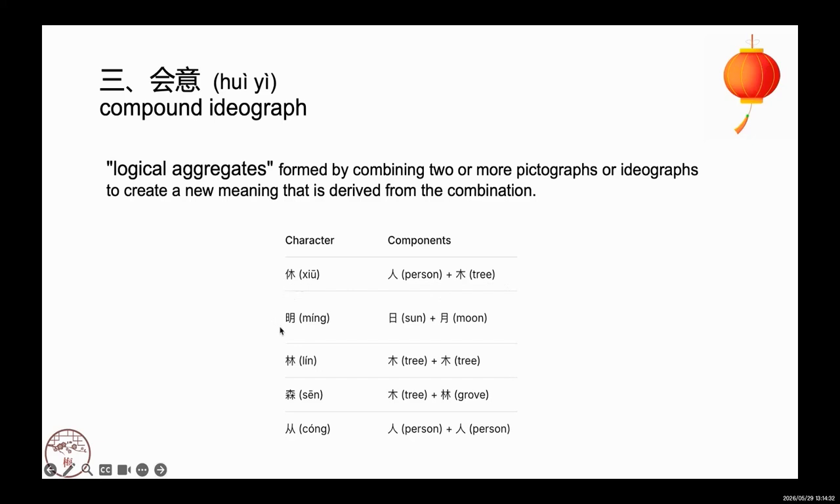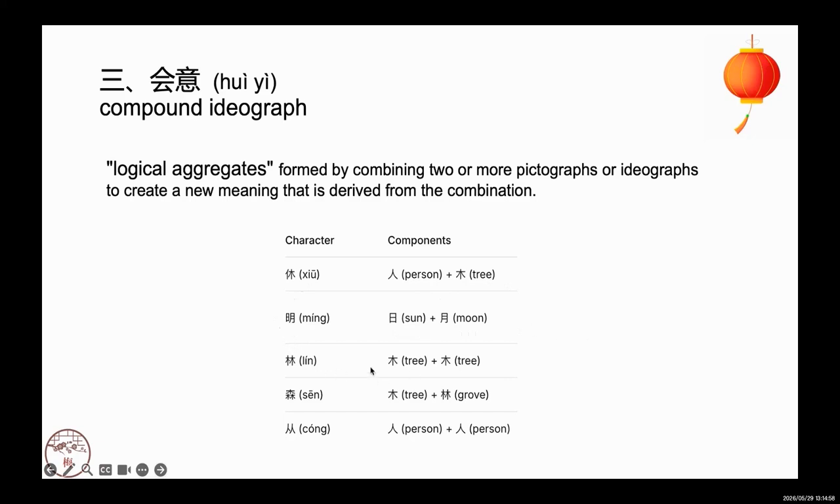How about the second one? It's also a left-right structure. Left means sun, right means moon. So what's so special about sun and moon? They are both bright, right? They are shining, they're bright. So when they are together, it means something or some place is bright.